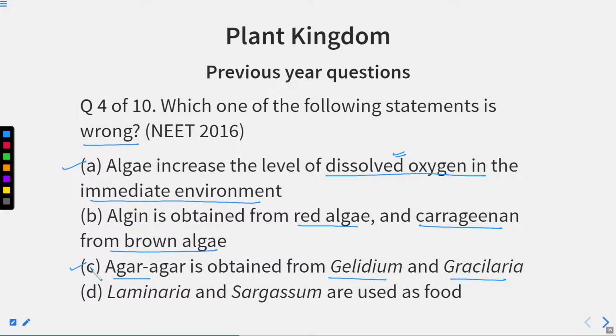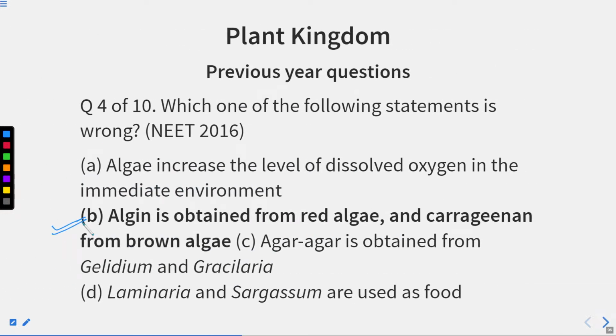Let us discuss the third one first. Agar is obtained from Gelidium and Gracilaria, red algae. These are the two red algae that give you agar. Laminaria and Sargassum are used as food material. These are the two large algae used as food. Algin is obtained from the brown alga, right? And carrageenan is obtained from the red alga. So this is the incorrect statement, the wrong statement.